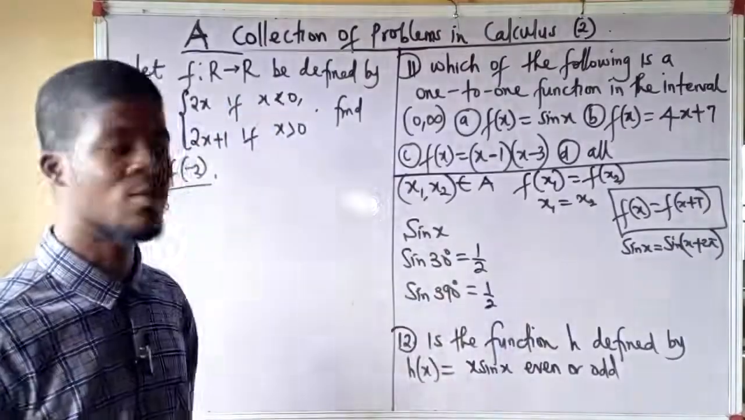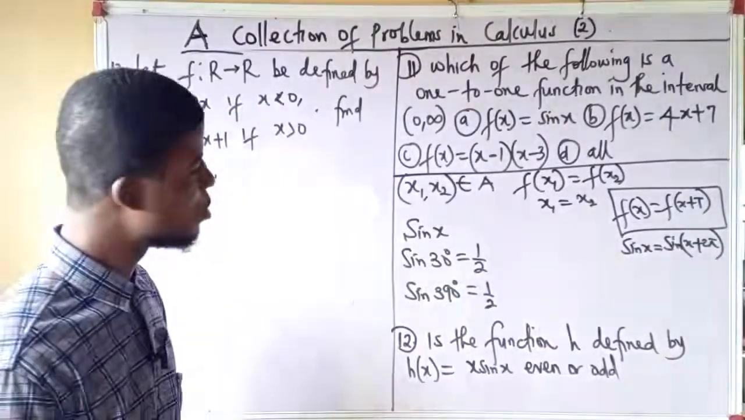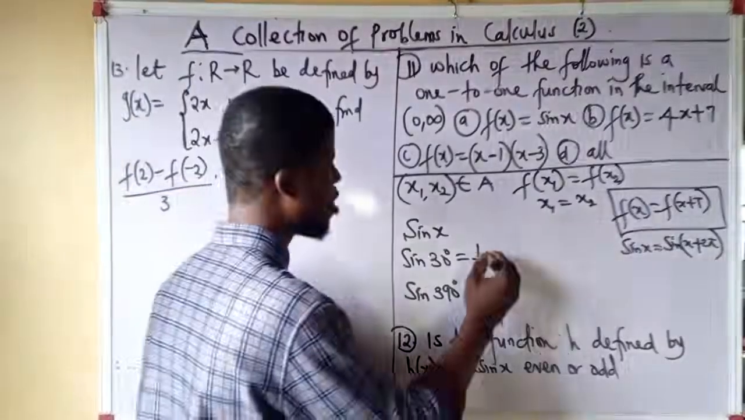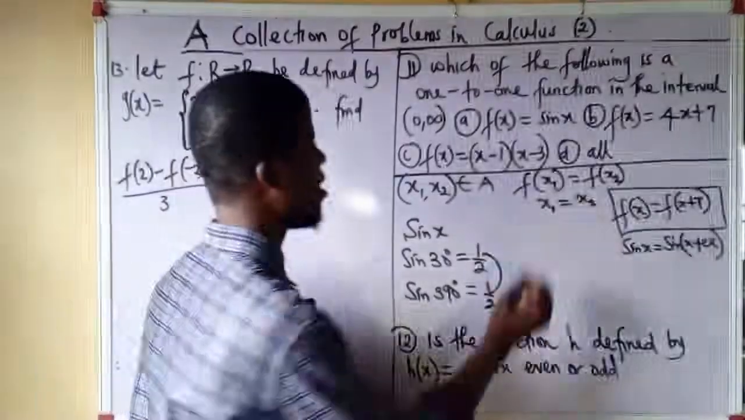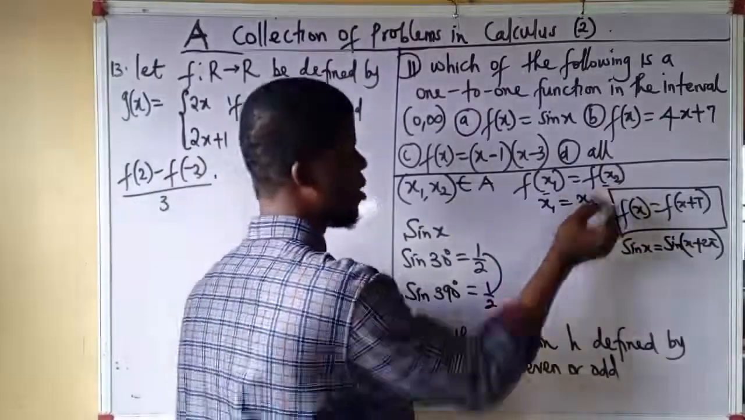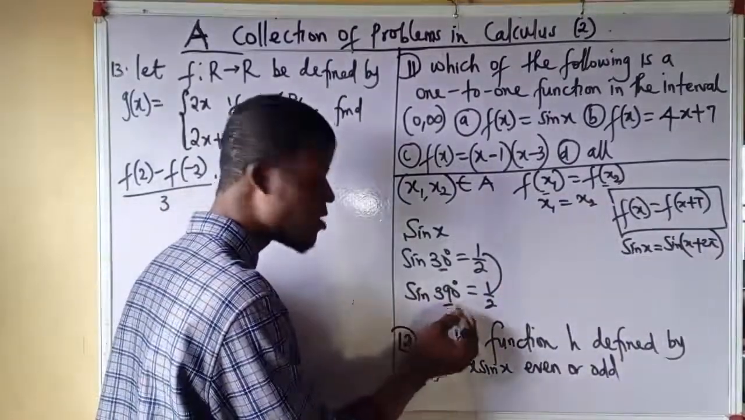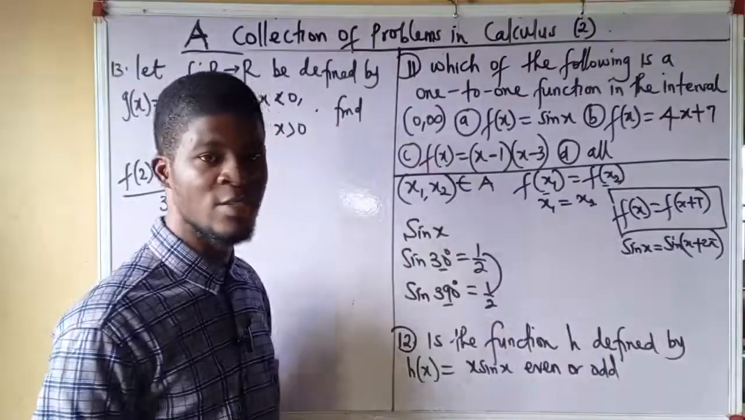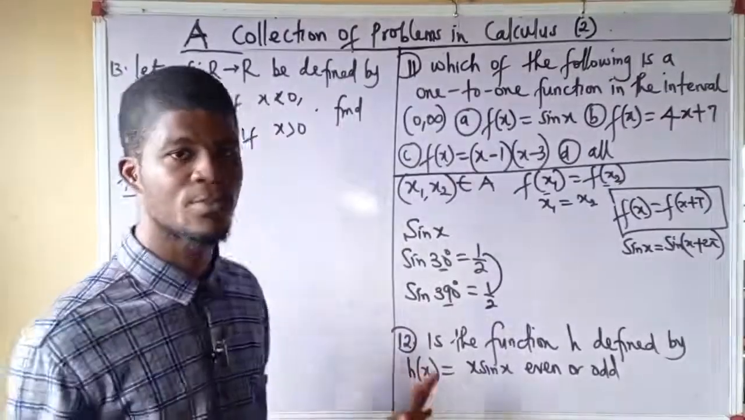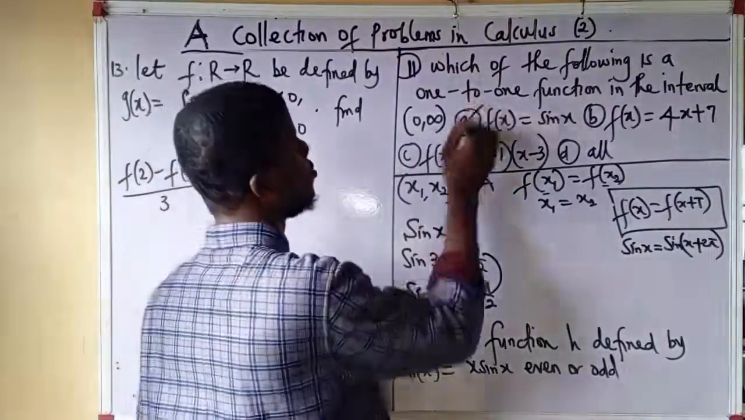I'm just taking an example. So you see that both outputs are the same. That means f of x1 is equal to f of x2, but the inputs are not the same. 30 degrees is not equal to 390 degrees. It means that the function is not injective. It is not one-to-one. Simple. So this option is wrong.